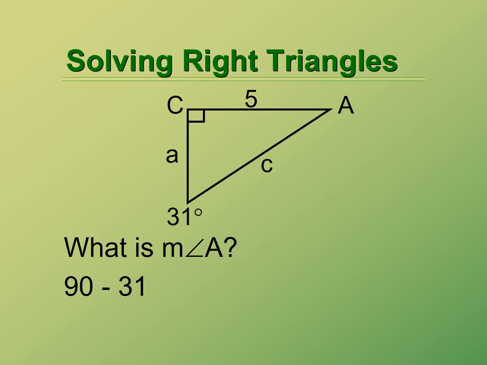And then to find angle A, we just have to do 90 minus 31, because if this is 90, then these two have to add up to 90 in order to get 180, which is what the angles of a triangle add up to. So 90 minus 31 gives us 59.